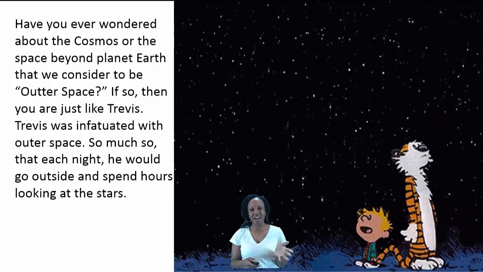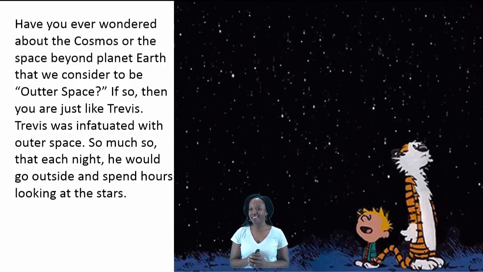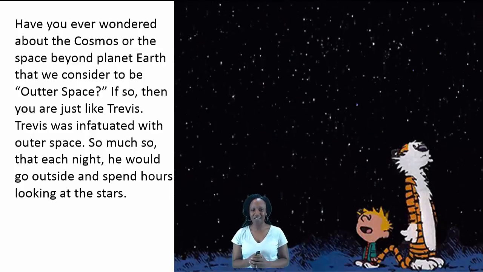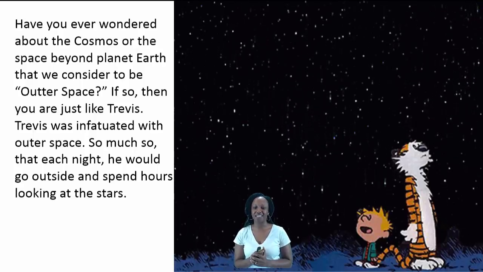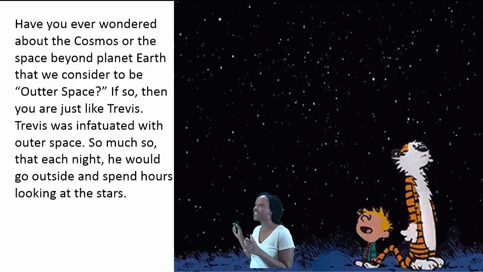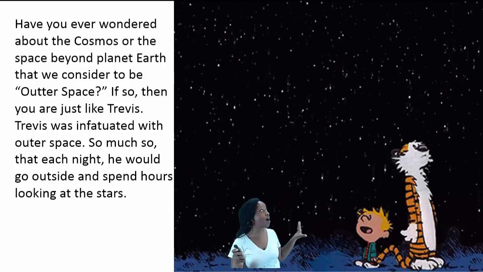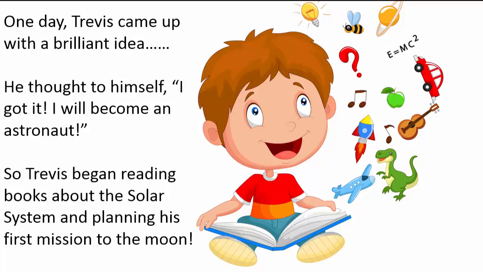Have you ever wondered about the cosmos or the space beyond the planet Earth that we consider to be outer space? If so, then you're probably just like Travis. Travis was infatuated with outer space, so much so that each night he would go outside and spend hours looking at the stars for a very long period of time. One day, Travis came up with a brilliant idea. He thought to himself, I got it. I will become an astronaut. So Travis began reading books about the solar system and planning his first mission to the moon.